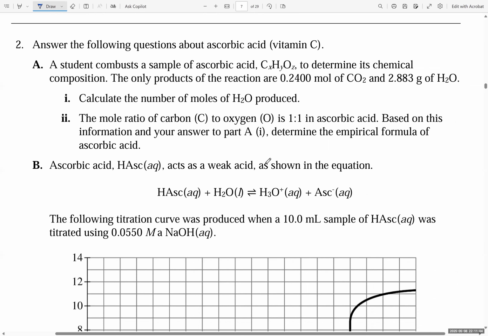Number 2, answer the following question about ascorbic acid, which is vitamin C. A student combusts a sample of ascorbic acid to determine its chemical composition. The only products of the reaction are 0.2400 moles of carbon dioxide and 2.883 grams of water. A1, calculate the number of moles of water produced. That is actually deceptively easy.